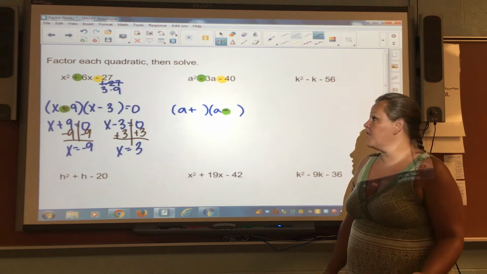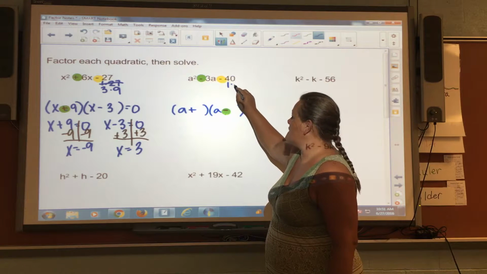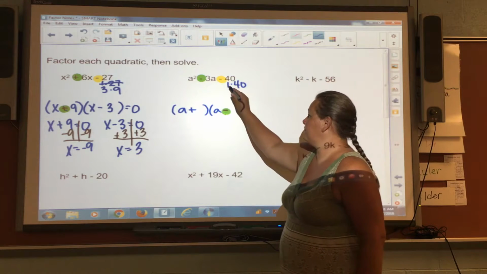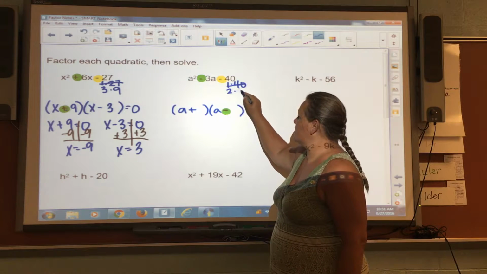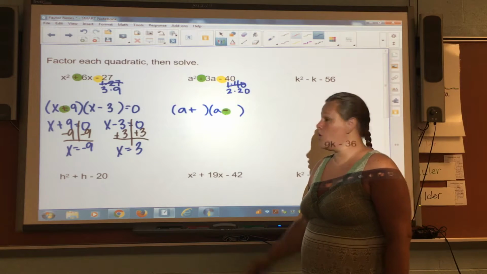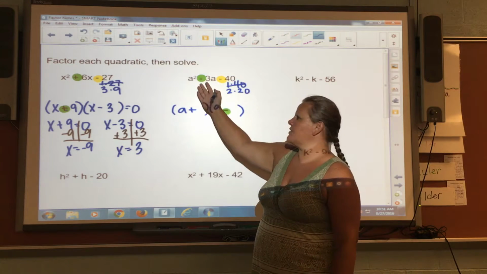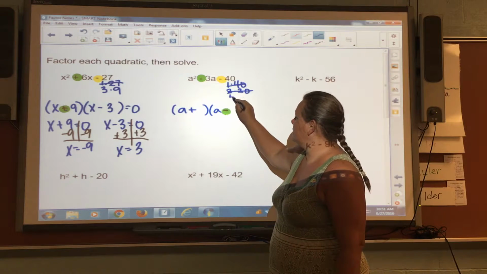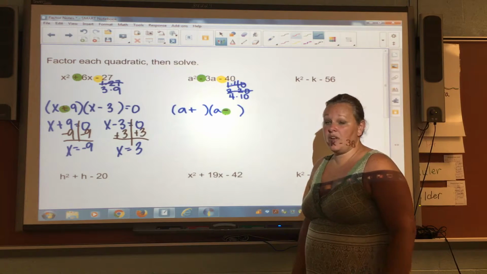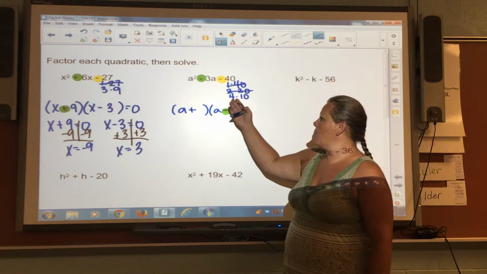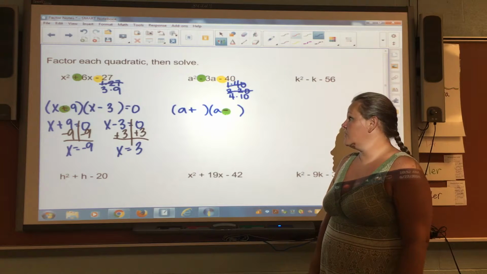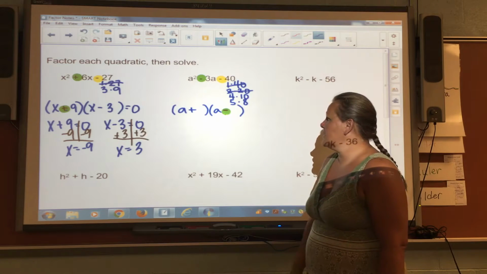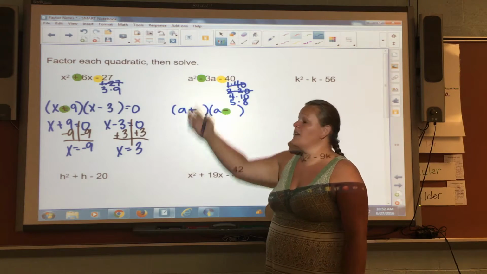And we think about the factors of 40. 1 times 40 gives me 40. If I subtract, I get 39, not 3. 2 times 20 gets me to 40. And 20 minus 2 gives me 18, not 3. 4 times 10 gets me to 40. But 10 minus 4 gets me to 6, not 3. And 5 times 8 gets me to 40. And 8 minus 5 is the 3.